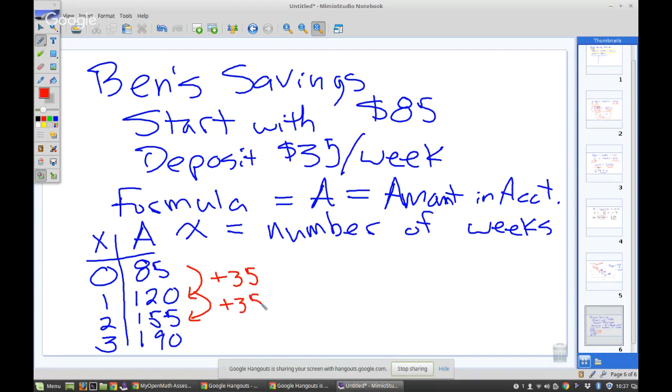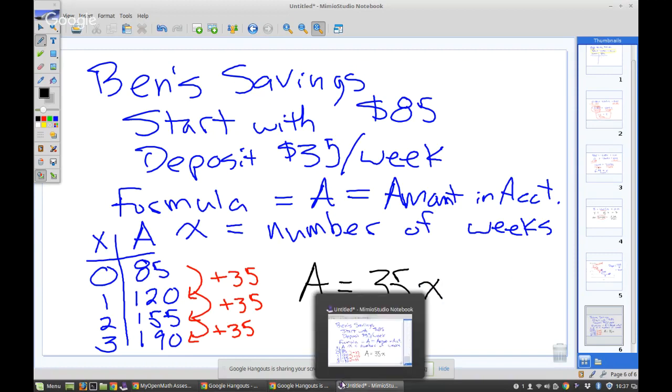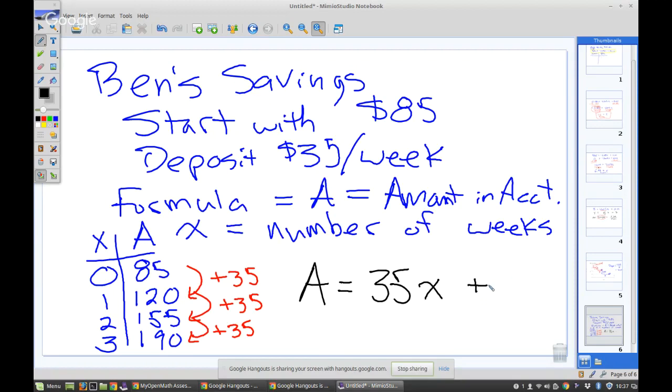Add 35. Add 35. So repeated addition is really what? It's multiplication, right? So what's going to happen here is for my formula for A, I'm going to have 35 times whatever the stage is, and here my stage is in x weeks, so 35x has to be in there. But then I have the starting point, so I have to add that on, 85. So this is his formula per week.